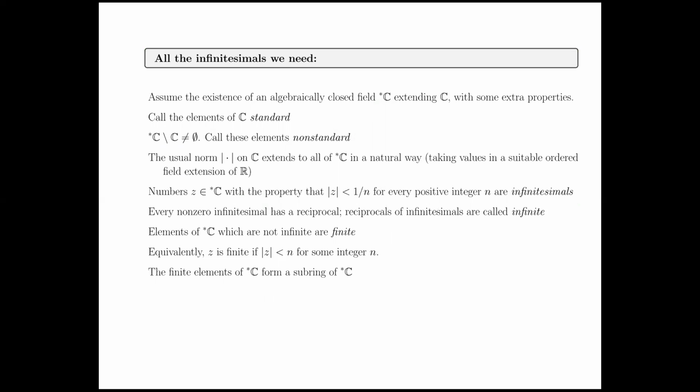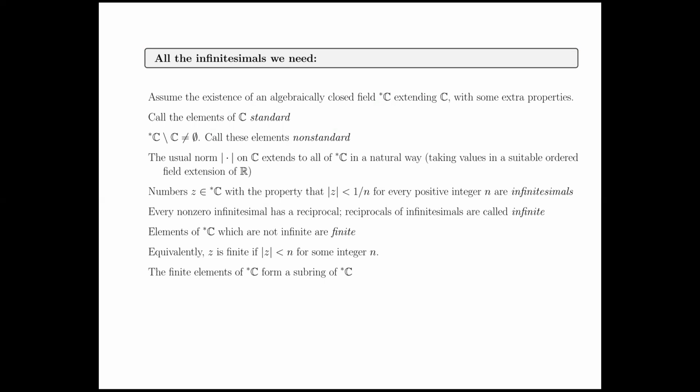First of all, right off the bat, it's an algebraically closed field. So Mel was asking about adding things. Well, of course you can, it's a field. So the elements of C, which is a subfield, I'm going to call standard, and star C minus C is going to be non-empty, and those elements are non-standard. And I'm going to assume there's an absolute value or norm on star C, which extends the usual one, but it's not going to take values in star C. It's going to take values in some suitable ordered field extension of the reals.